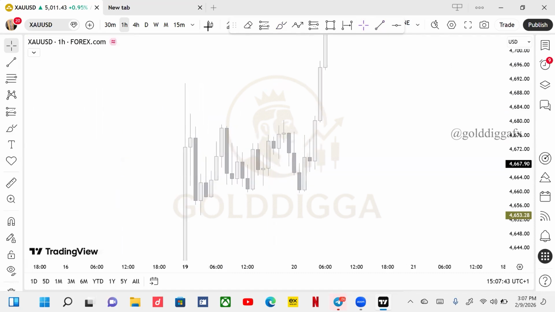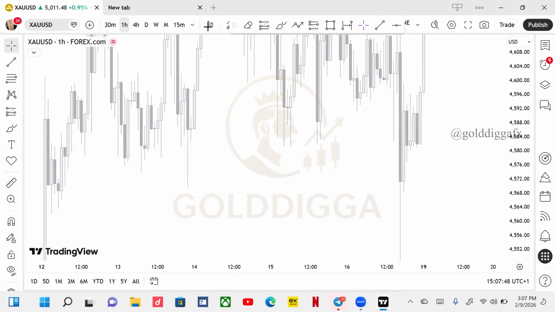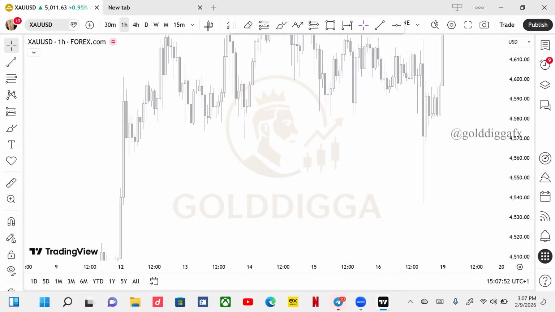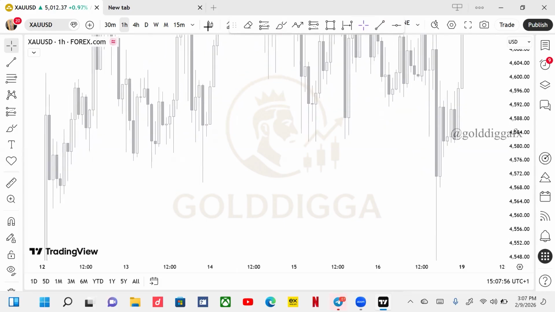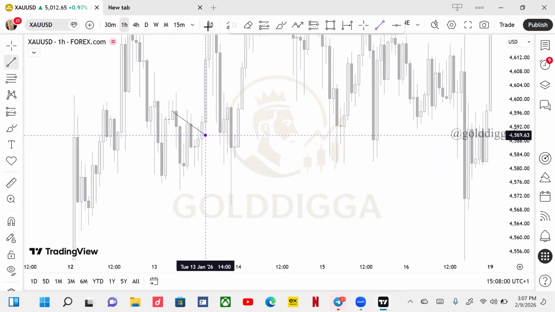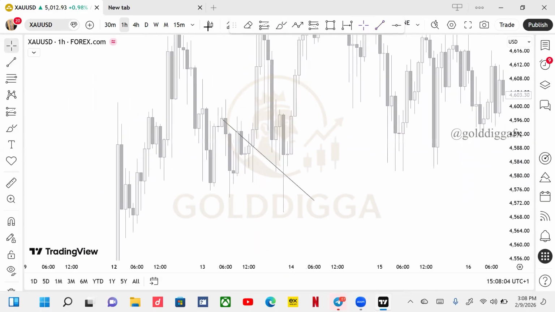Then we have the break and retest trend line. I need to find you guys an example of that too, so you guys can see. Okay, so this is a good example of a break and retest trend line. So from here, you have what like this. So price gave you what? A bearish continuation trend line like this.